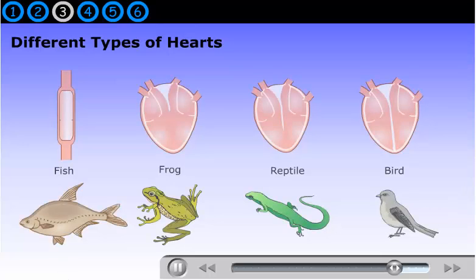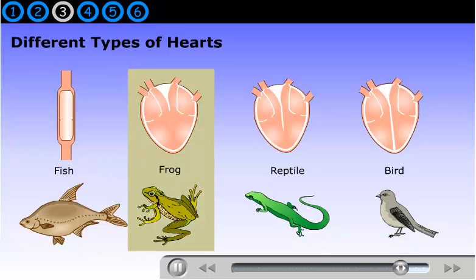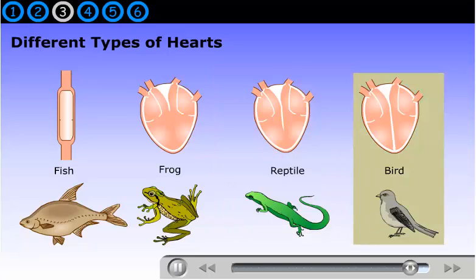The simplest vertebrate heart is seen in fish. There is only one atrium and one ventricle in these animals. Frogs and other amphibians have two atria and a single ventricle. Most reptiles have a septum that partially separates the ventricle into two separate ventricles. Birds and mammals have two distinct ventricles. Now that we've looked at the different kinds of circulatory systems, we'll move on to examine the blood vessels themselves.